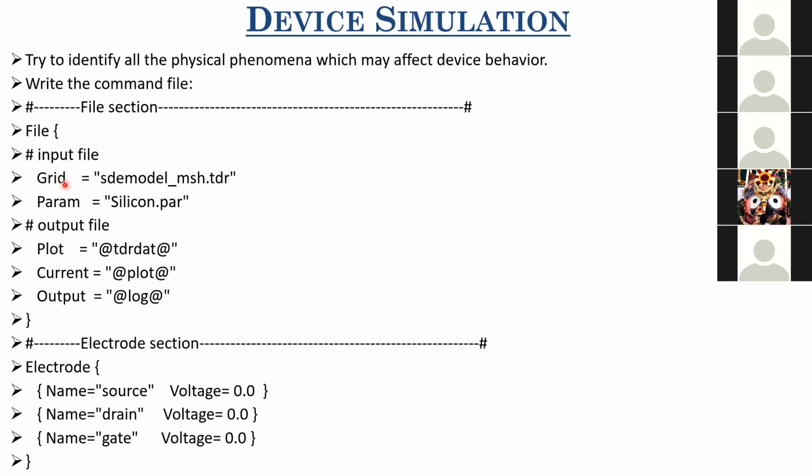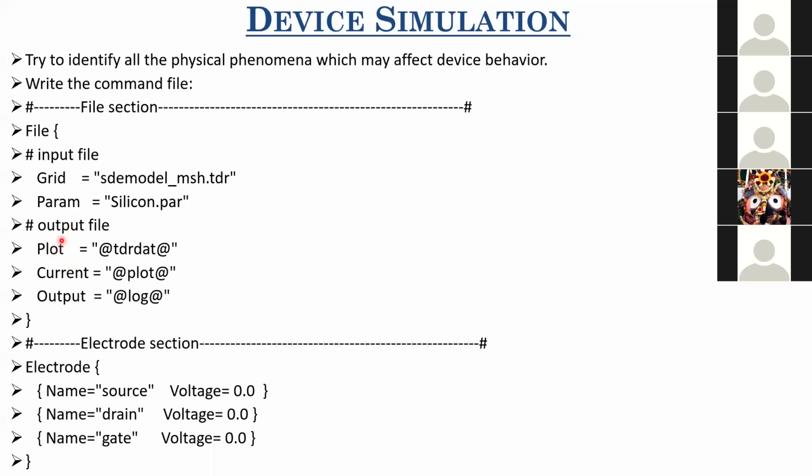Now, how do we do device simulation? How do we go about it? So first, as I told, we try to identify all the physical phenomena which may affect the device behavior. Then we write the command file. First, we input the files. We input the grid file, which is the device structure, generated by the previous step, by the device simulator. Then we give the parameter file. The parameter file includes default parameters as well as the parameters that we have tuned in order to validate our simulation setup. Then the output files.